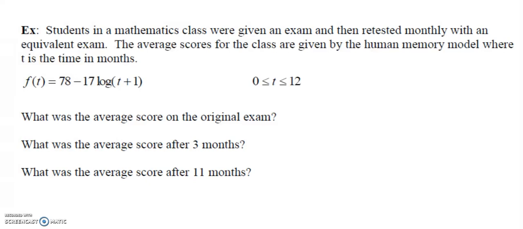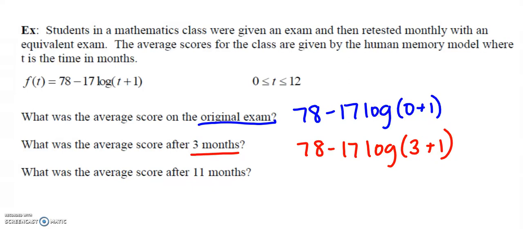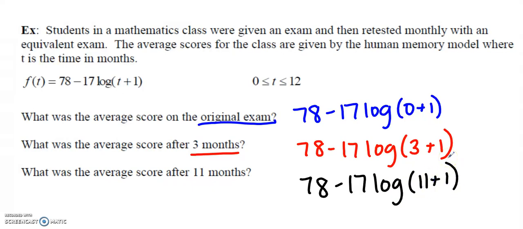And we're going to go with question 1 on the original exam. Well, if they're tested originally, that means that time t equals 0. So 78 minus 17 log of 0 plus 1. After 3 months, we're going to have log of 3 plus 1. And after 11 months, we're going to have log of 11 plus 1. So go ahead and take a second, and in your calculator, remember where that log button is, carefully enter in these 3 expressions, and let's see how the students did on the original, after 3 months, and after 11 months.